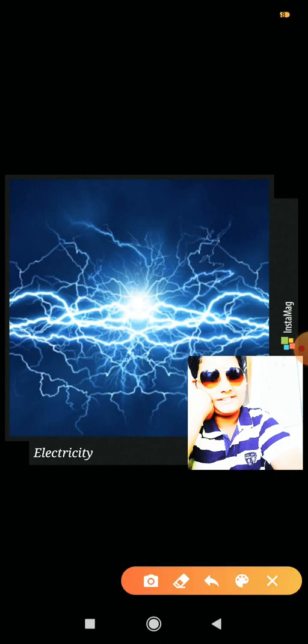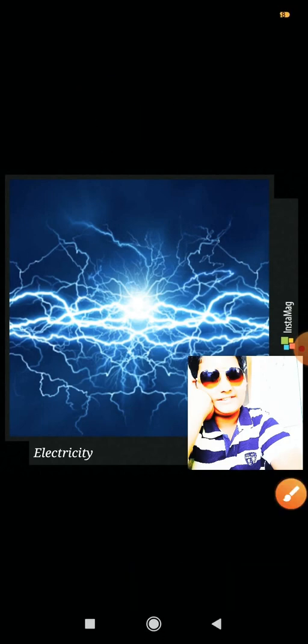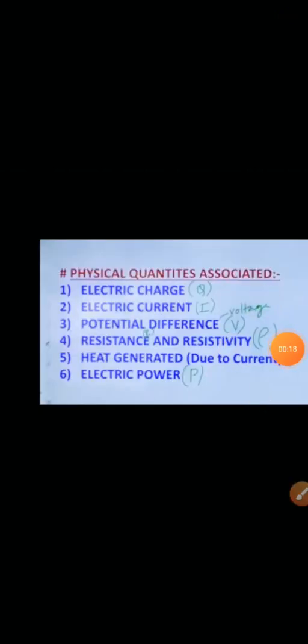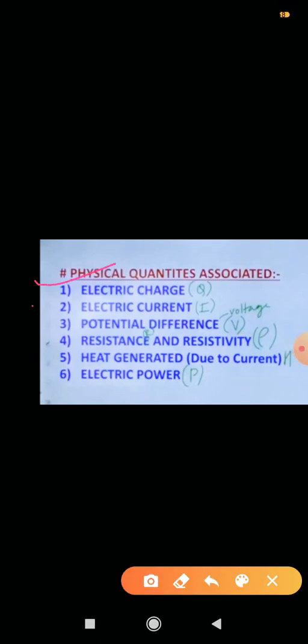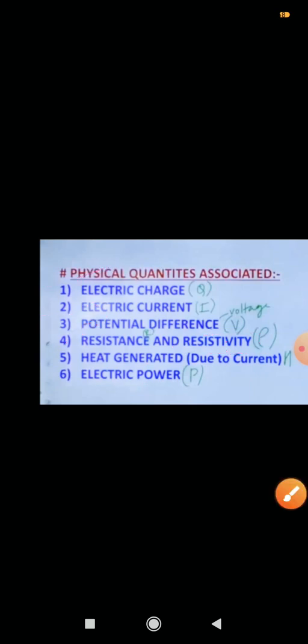So, now we are going to start our electricity chapter part 3. Let's start. In part 1 and part 2, we completed electric charge, electric current, potential difference (voltage), resistance, and some basics of resistivity. Now we are going to complete more about resistivity, and heat generated and electric power. So, let's start.